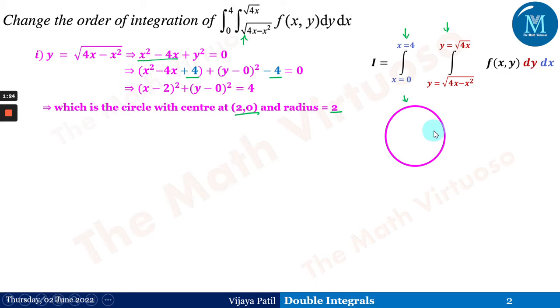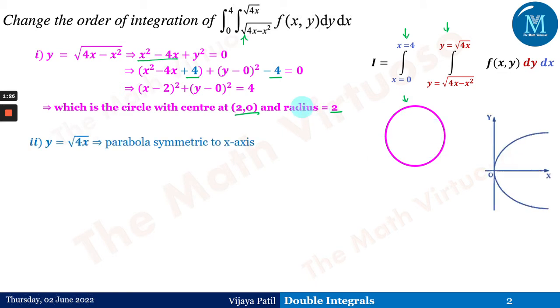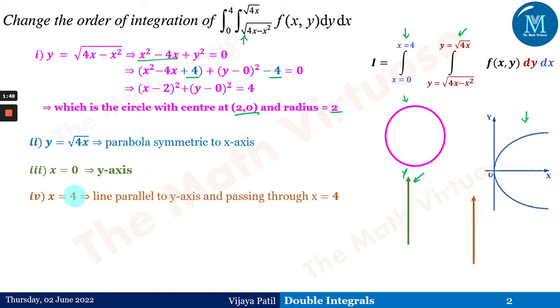We are going to get a circle with center at 2 comma 0 and radius 2. Similarly, the upper limit of the inner integral is y equals to square root of 4x, a parabola symmetric to the x-axis, which will have something like this figure. Third is x equals to 0, that is the y-axis. And the fourth curve is x equals to 4, which is a line parallel to the y-axis and passing through x equals to 4. So this is the x equals to 4 line.